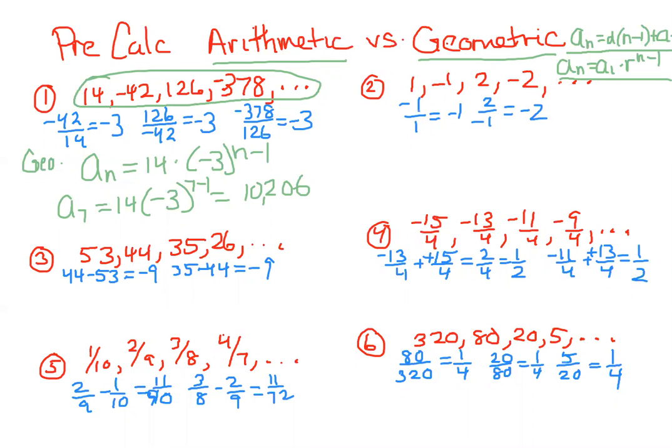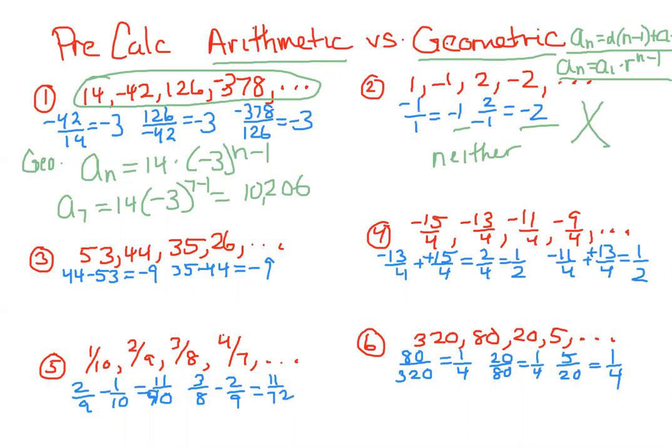All right, number 2 goes back and forth, positive and negative, so it can't be arithmetic. So I put negative 1 divided by 1, and I get negative 1. 2 divided by negative 1, and I get negative 2. That tells me right there that it is not geometric because these are different. So it's neither, because it can't be arithmetic going back and forth.